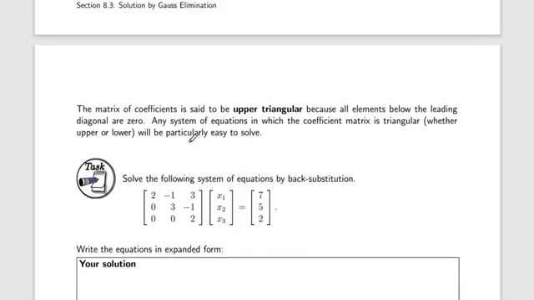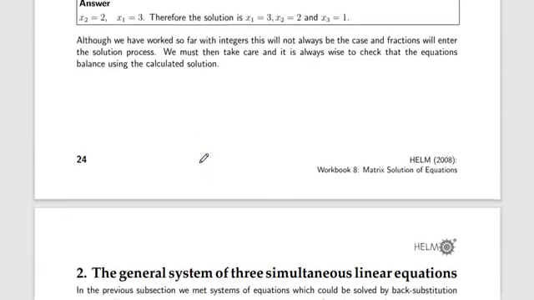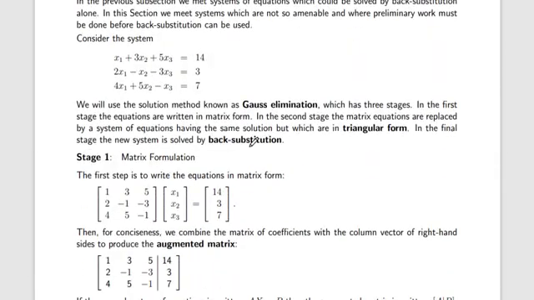Okay, augmented matrix. First we have to put this linear system into matrix form. How do we make the matrix form? Take the coefficients of x1, x2, and x3 as 1, 3, 5, and here 14.